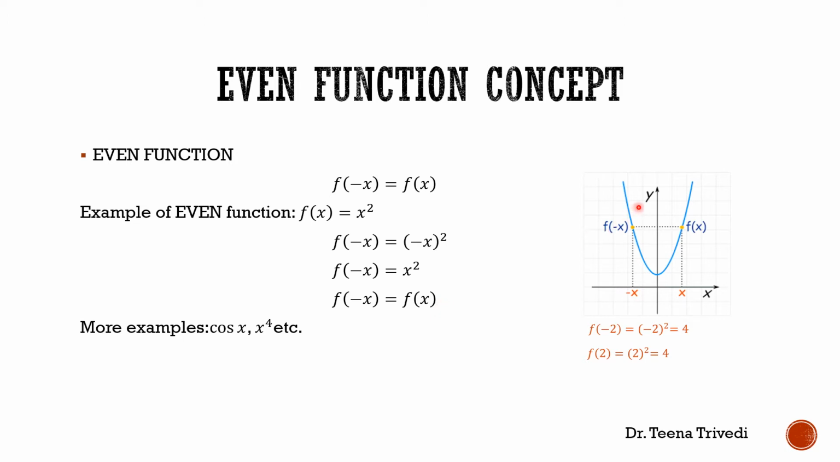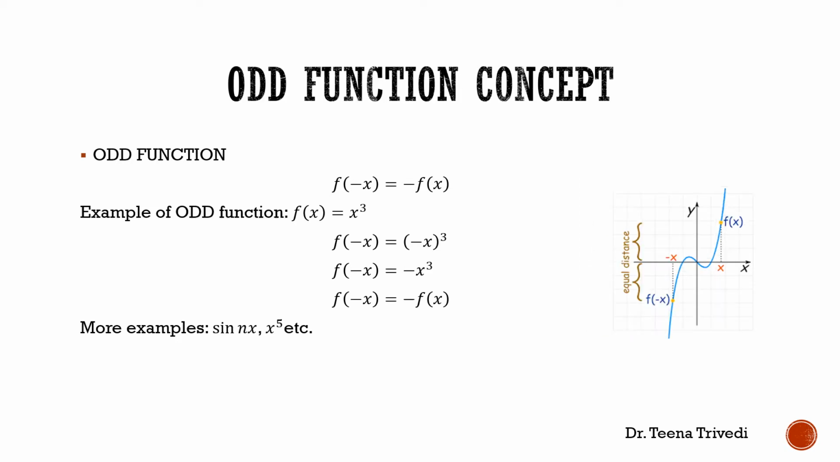You can see here the graph. If x is equal to 2 and x is equal to minus 2, the value will be the same. The function at minus x is the same as the function of x. More examples of even functions are cos x and x raised to power 4.